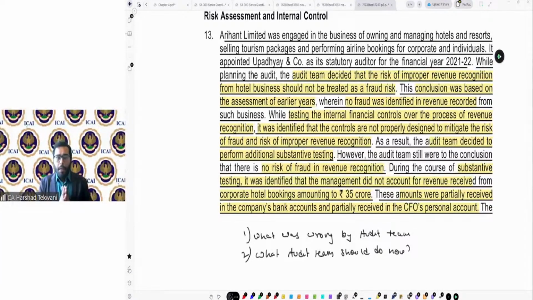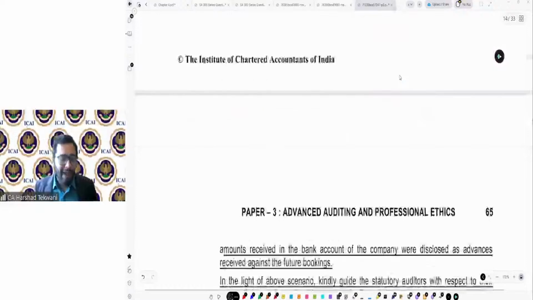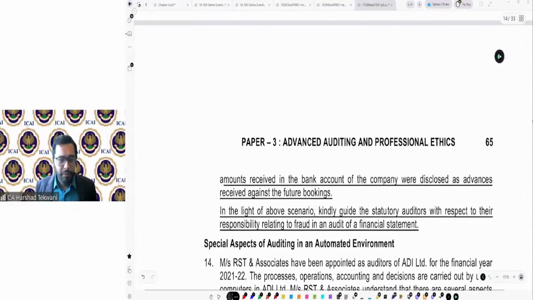Okay, let us see the answer to this particular question. What was done wrong by the audit team? What should the audit team do now? These two things we need to focus upon. And why these two things? If you see, the question says that, in light of the above scenario, kindly guide the statutory auditor with respect to the responsibility relating to fraud in the audit of financial statements.